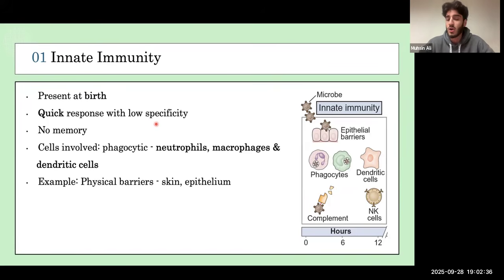And the cells involved are your phagocytic cells. And I need you guys to remember that your phagocytic cells are your neutrophils, your macrophages, and dendritic cells. So these are the three phagocytic cells that are going to be involved in your innate immunity. And an example of your innate immunity would be your physical barriers, such as your skin, which is, of course, if you have a pathogen, going to be blocked by the skin, or the epithelium that is lining your internal organs.